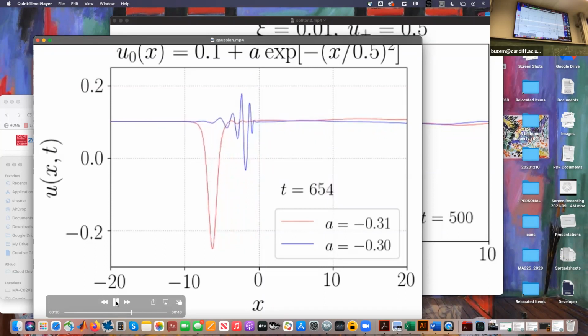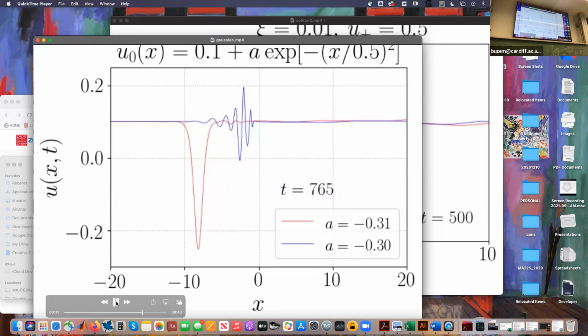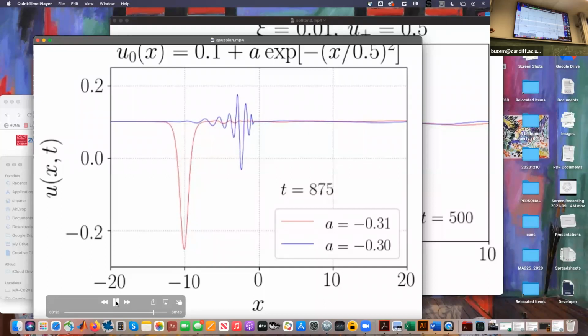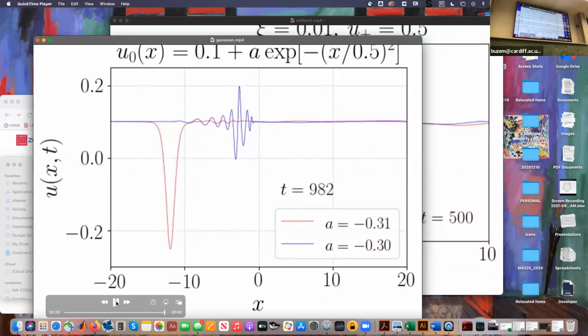So we've again identified a threshold here, which we have not analyzed. Presumably similar calculations work, but we're just dealing with a single solitary wave in this case. All right, with that, I'll stop. Thank you.